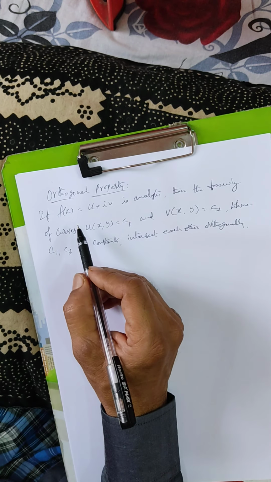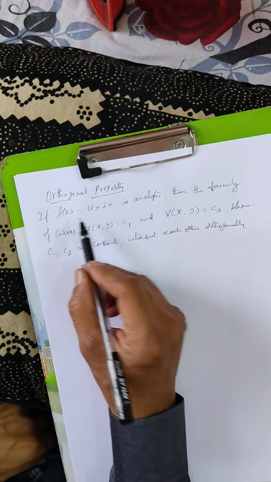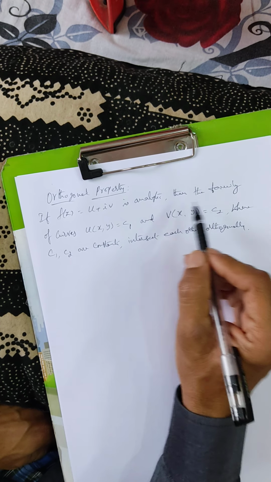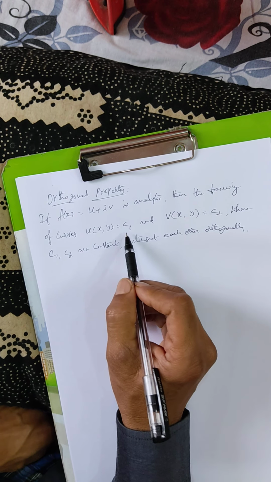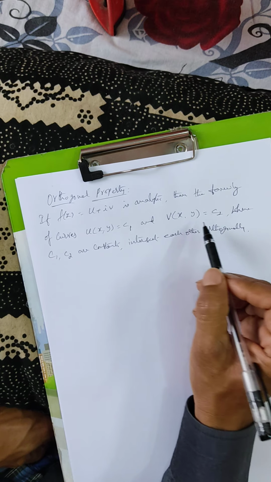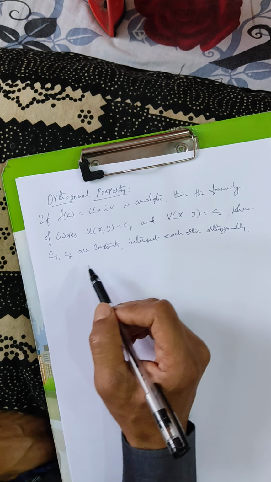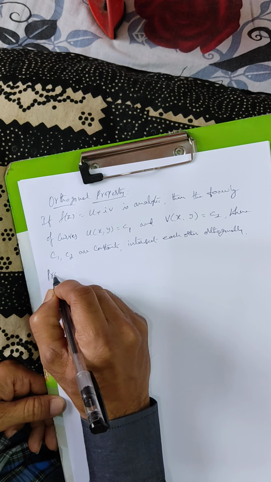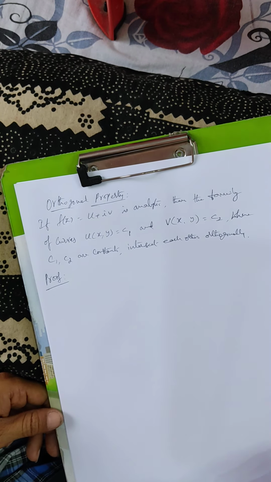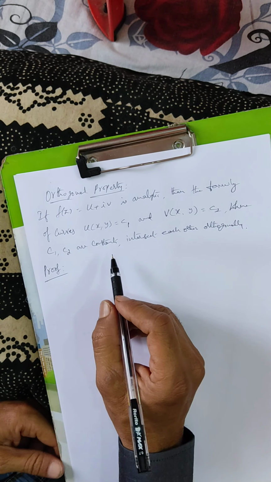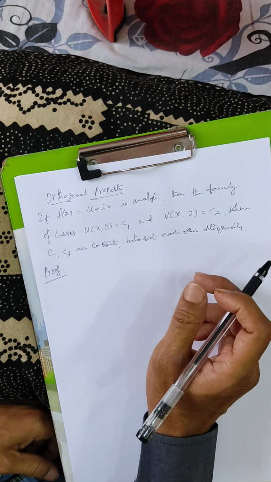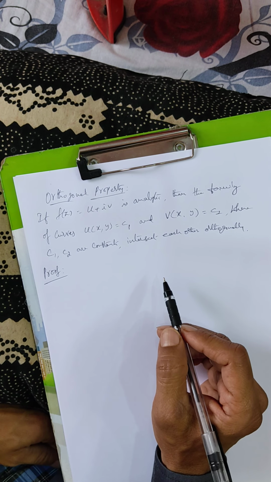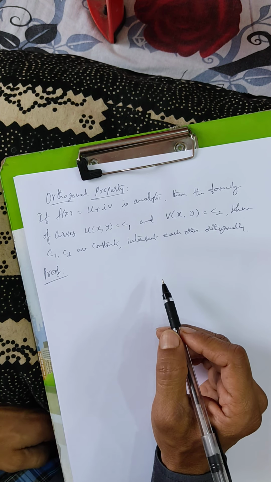Here the statement is like this: if f of z is equal to u plus iv is analytic, then the family of curves u of xy is equal to c1 and v of xy is equal to c2, of course c1 and c2 are constants, intersect each other orthogonally. So let us prove the result. So we know two curves intersect each other orthogonally if the angle between their tangents is equal to 90 degrees.